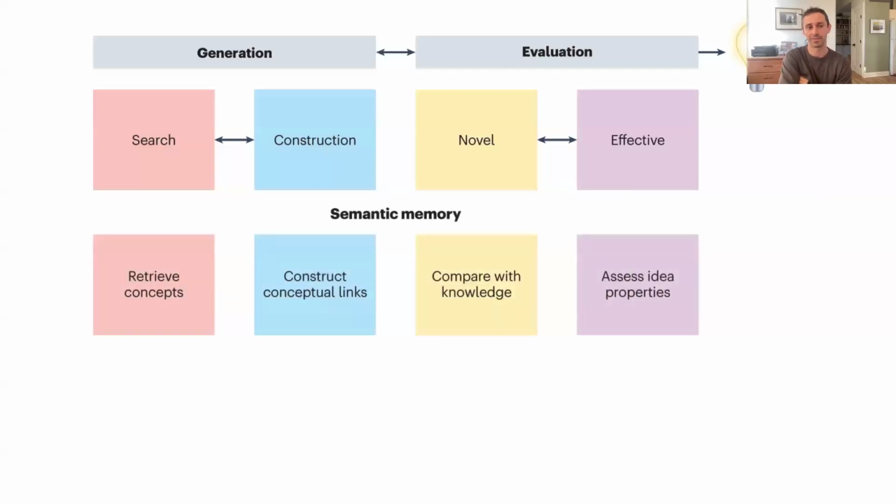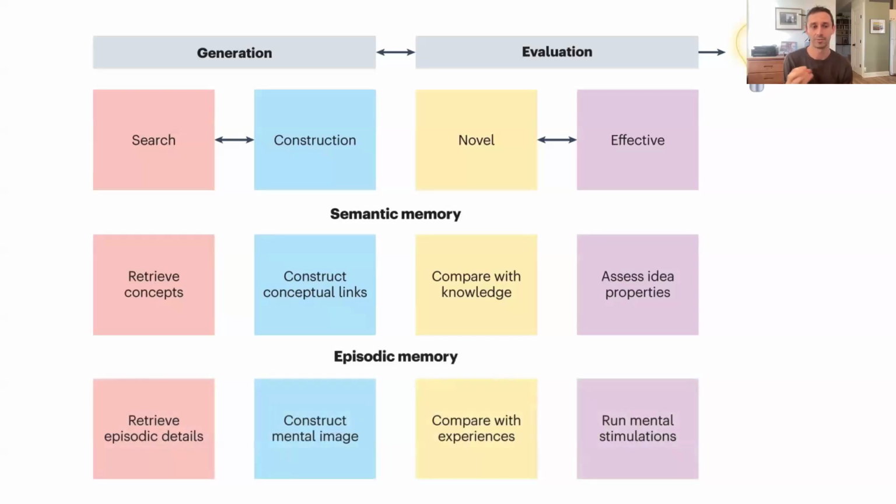Now, semantic memory, we might think, contributes to generation of ideas because it allows us to retrieve concepts from our memory or construct links between them. If we're evaluating whether or not an idea is novel or effective, we can compare it with our existing knowledge, and we can also assess certain properties of the idea just based on what we know about the world. Similarly, with episodic memory, we can use experiences of our past, or we can construct images of the future to determine whether or not some idea is novel, or particularly this last point about running simulations of the future.